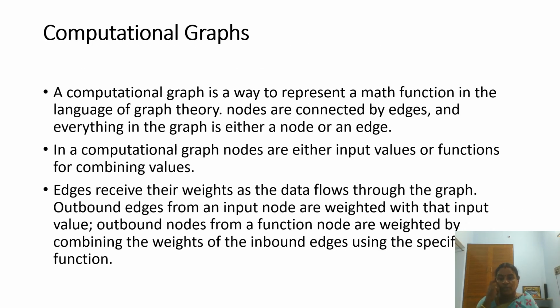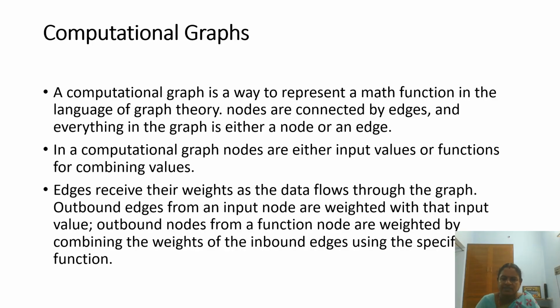The last topic we are going to discuss here is computational graphs. A computational graph is a way to represent a mathematical function in the language of graph theory, where nodes are connected by edges, and everything in the graph is either a node or an edge. In a computational graph, nodes are either input values or functions for combining values. Edges receive their weights as the data flows through the graph.